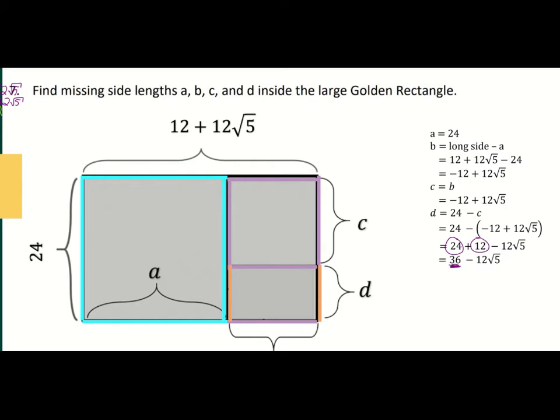Now I have an irrational number here. 12 root 5 is irrational, so I can't add it to those rational numbers. It's negative 12 root 5, so I'm subtracting 12 root 5 from 36. This is as precise as you can possibly be. You now have all of the lengths of A, B, C, and D.